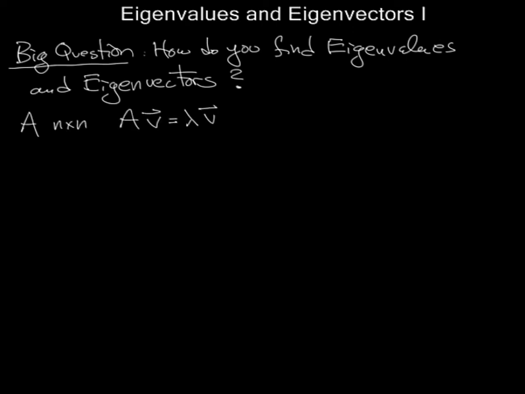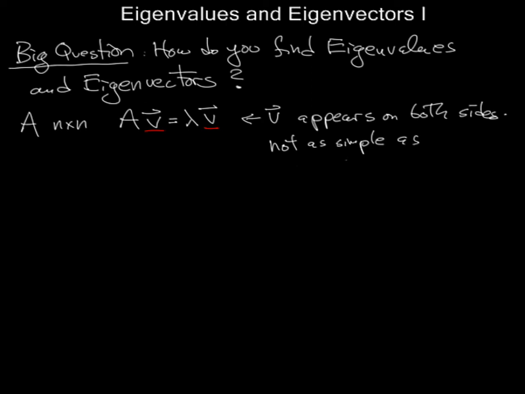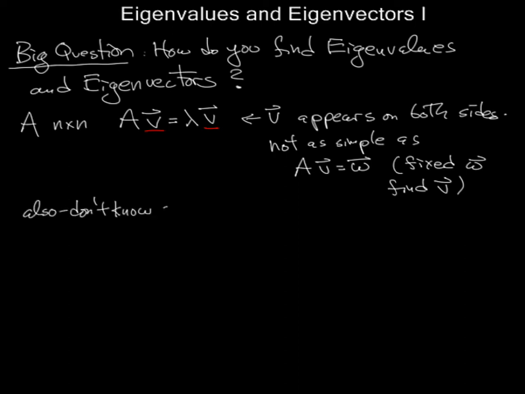So you're looking for vectors which satisfy this: Av is equal to lambda v. You want to solve this equation. Now the problem is v appears on both sides of this equation. So this isn't your standard linear algebra thing where we're trying to solve Av is equal to w, where w is fixed. It's a little trickier because v is on both sides. And not to mention the fact that we don't know what lambda is. So you've really got two unknowns, the vector v and the scalar lambda.